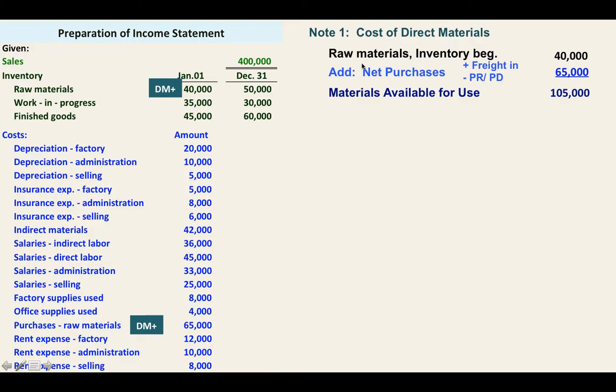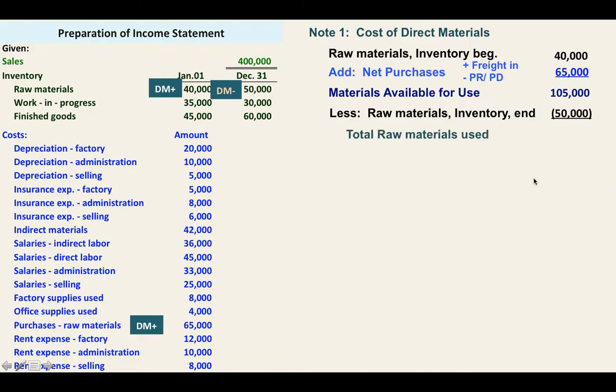Okay, now we have now to deduct from materials available for use the raw materials inventory end. Okay, here we have the ending is December 31st and that is 50,000. Okay, so we will have to deduct that. So we will be able to get the raw materials used, or the direct materials used, okay, class, of 55,000. So we are done with Note 1, the cost of direct materials.